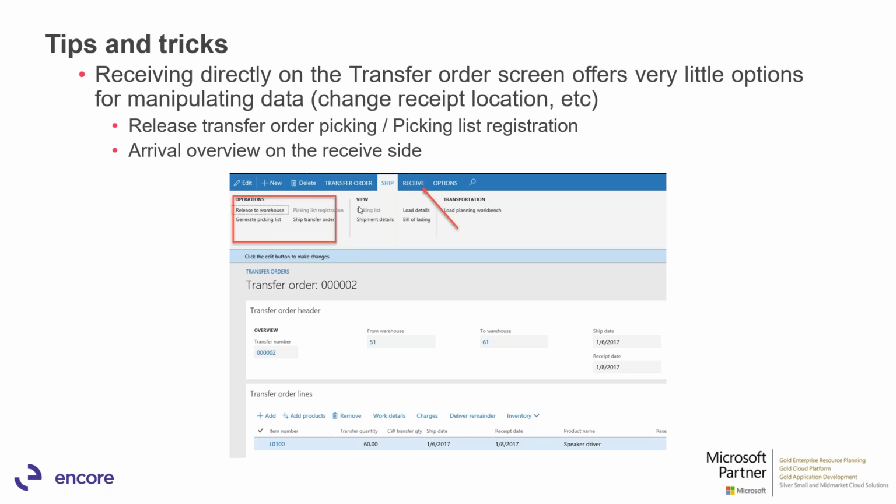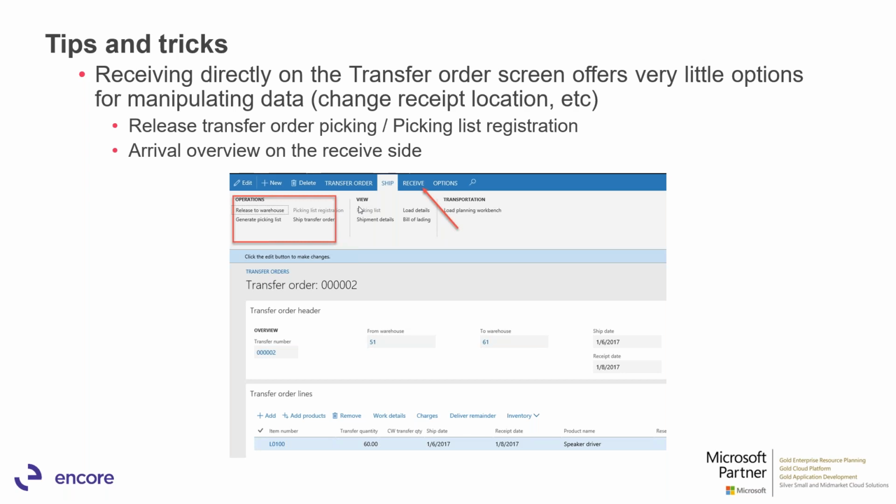So I have promised you some tips and tricks. A couple of things to keep in mind when you are using the transfer order functionality. If you look at the screen, you'll see that the transfer order screen itself offers the option to do the shipping and the receiving directly from this screen, right? But what we need to remember is that if you perform these actions through this form, it leaves very little room for manipulating the data.